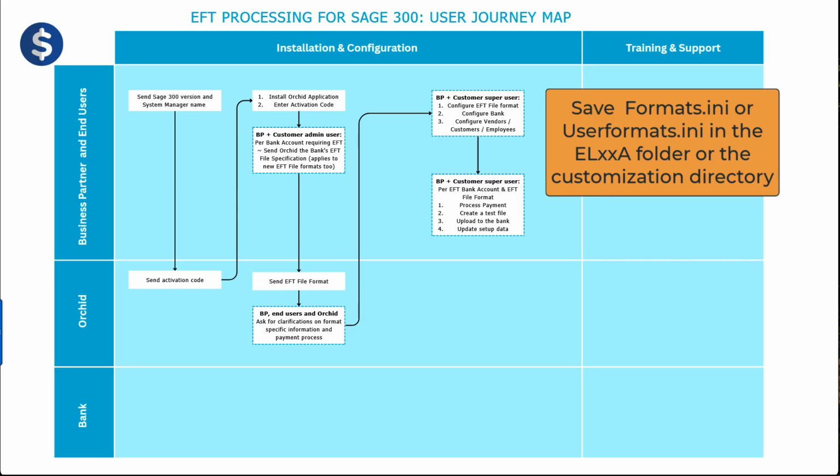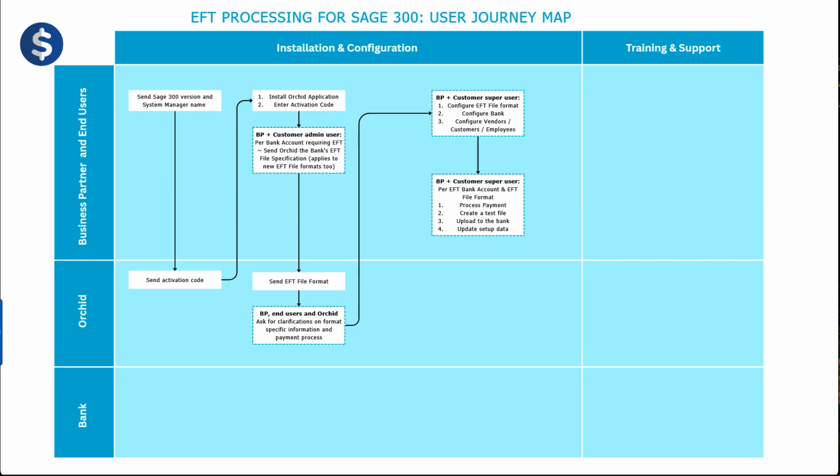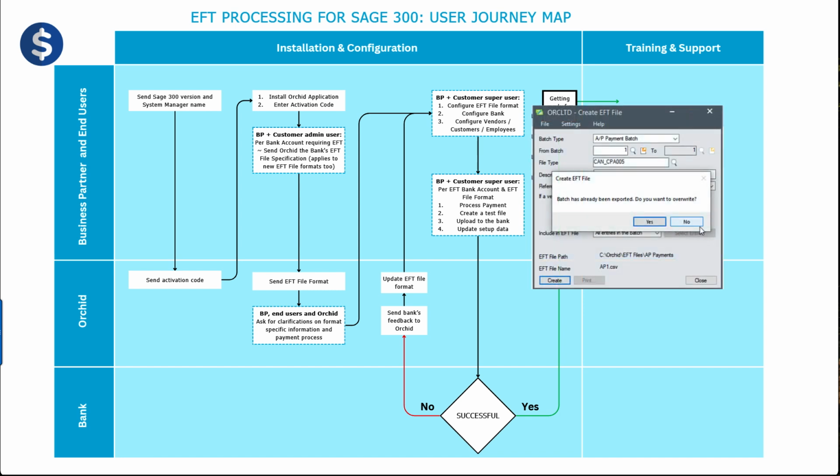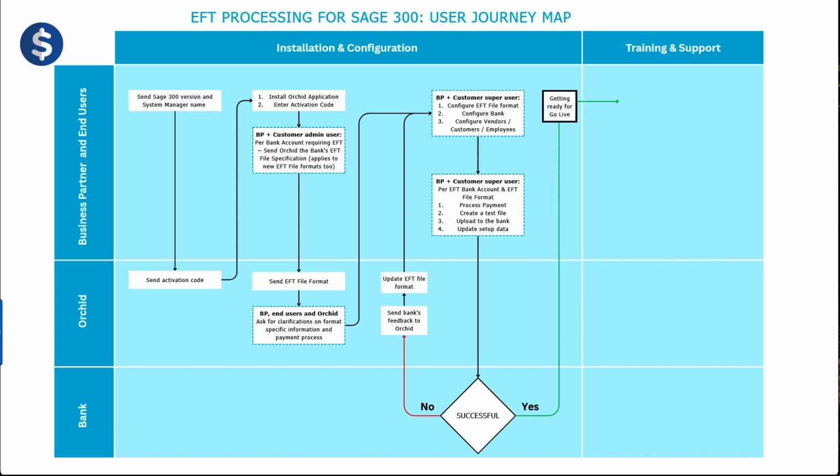You can then configure the format, set up the bank in EFT, enter a few vendor, customer, or employee details, process an AP payment or AR receipt or a payroll run so that you can create a test file. This is when the bank is involved to confirm that the file is successful. Once you've uploaded it, if the bank confirms it's successful, you can continue the configuration and get ready for go live. If there are issues with the file, please send us the bank's feedback, including the file you exported and some screenshots of the setup.